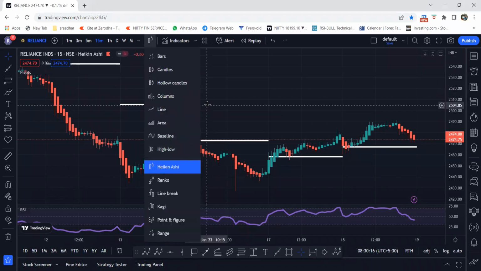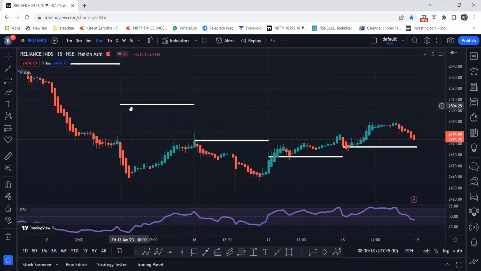I set it as Heikin Ashi, and I have a pivot point, which you can use as the Camarilla pivot point, or a Woody's pivot point, or a traditional pivot point. Apart from that, I have an RSI, which is a standard one. I don't have any extra settings.